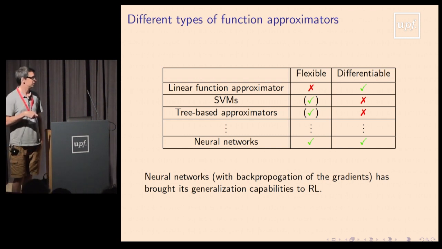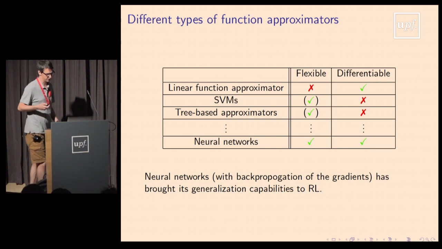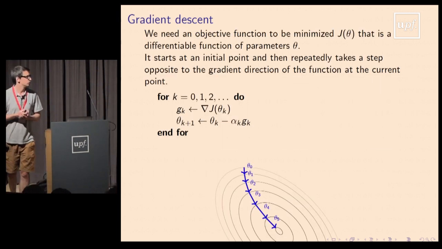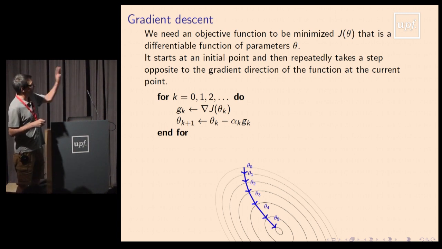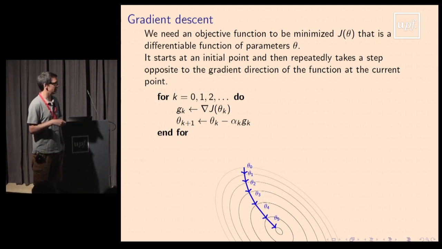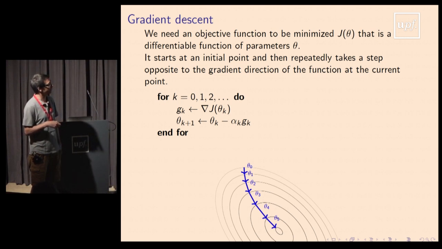So what you can do is bring the generalization capabilities of these functional approximators to reinforcement learning. Gradient descent, I guess you all know that, but just a very quick recall. You have an objective function, g theta, for instance. And then you start with some random initialization of your parameters theta. And you move these parameters in the direction opposite to the gradient of g theta.